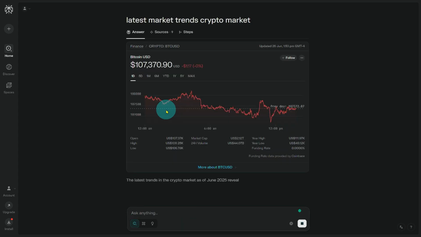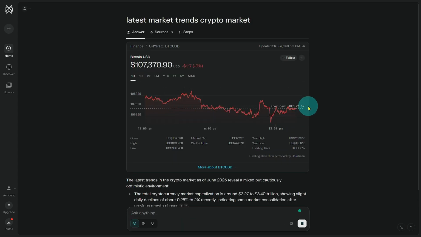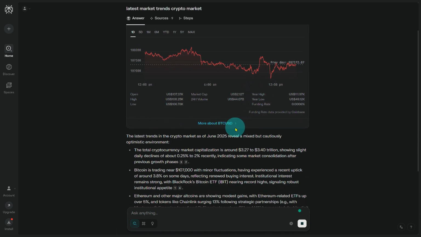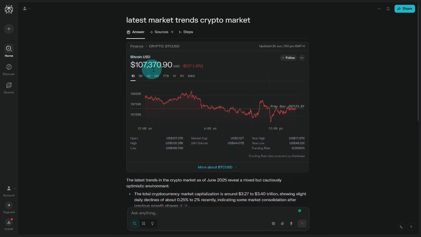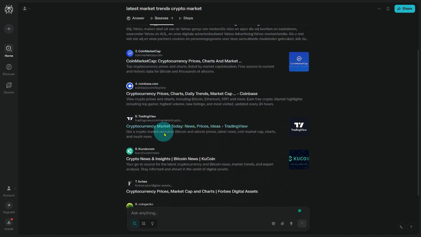It's going to be searching the latest information. Not only that, it's going to be providing you graphics as well. So this is one big nice result we got here. You can see the Bitcoin jumping and simply going up and down. So we got $107,370 for Bitcoin.